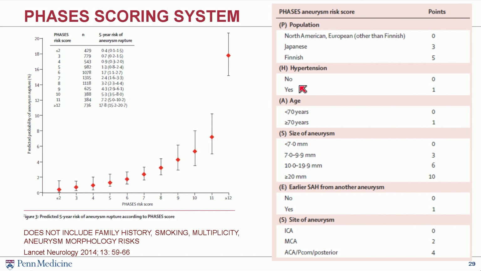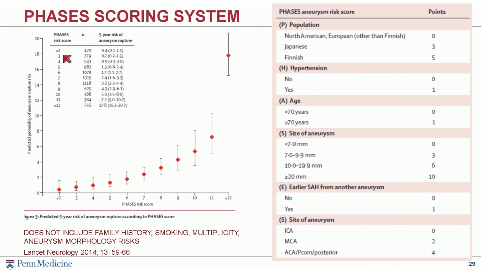It looks at high blood pressure, which gives them a point, and age above 70. Size above 7 millimeters gives them a point because of the data from the prior study. And for location, people with aneurysms at the back of the head and the anterior communicating artery get a point.